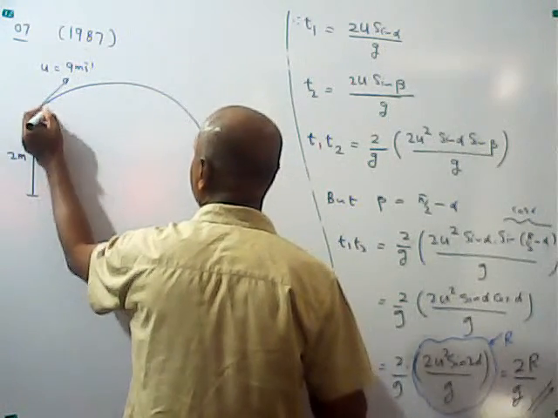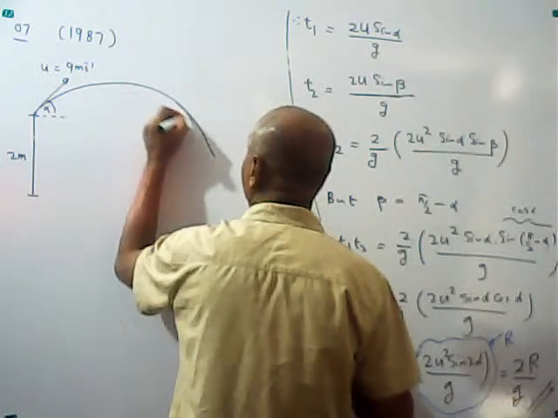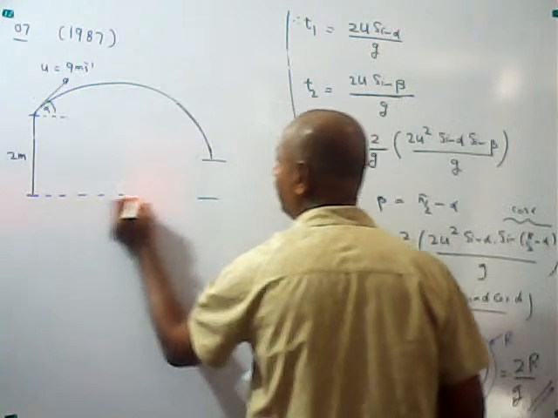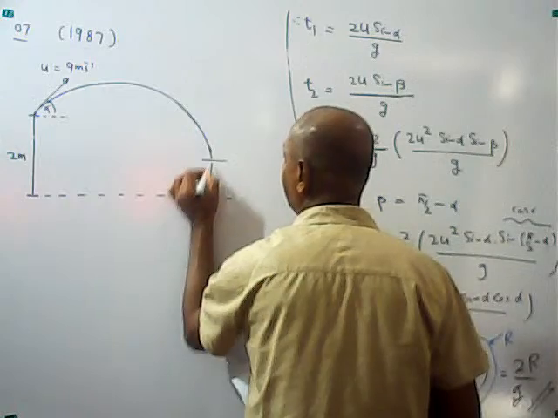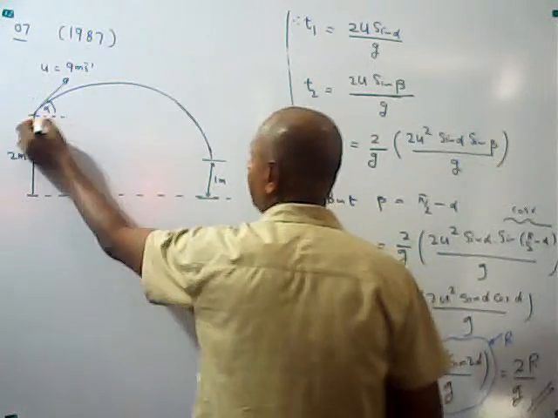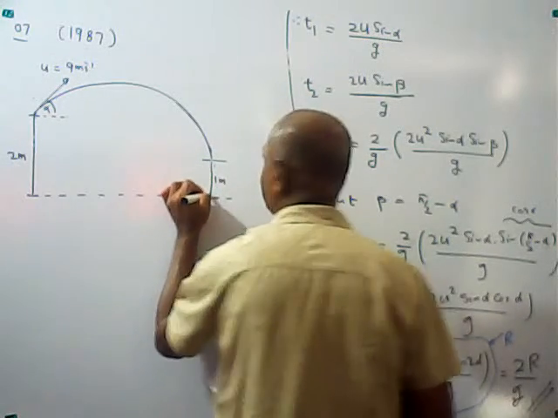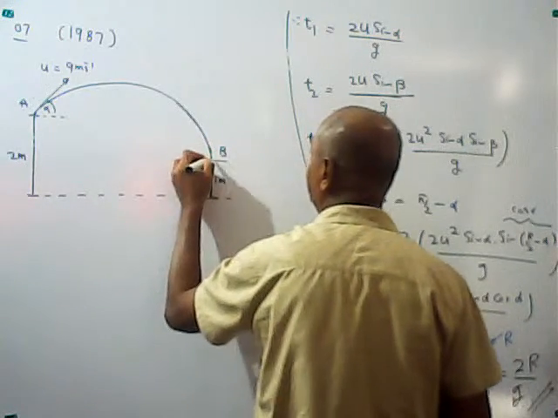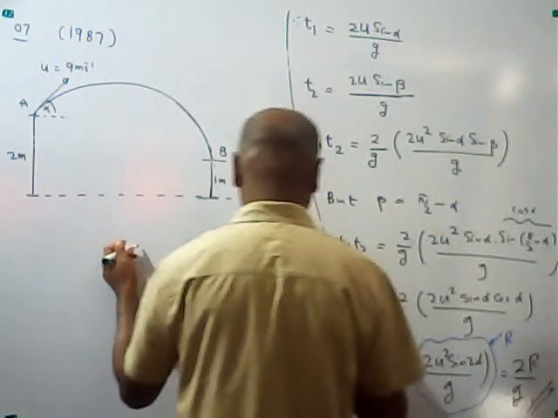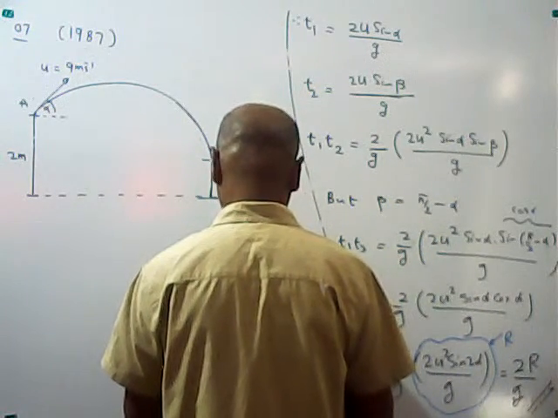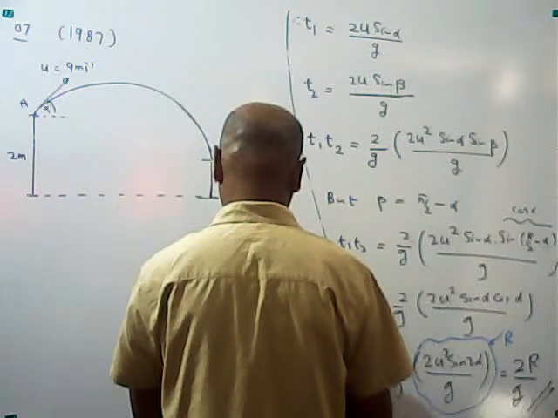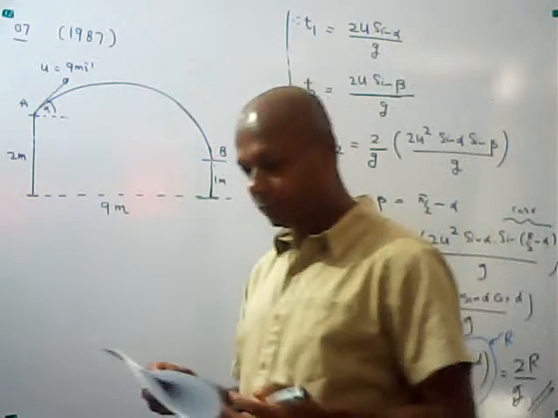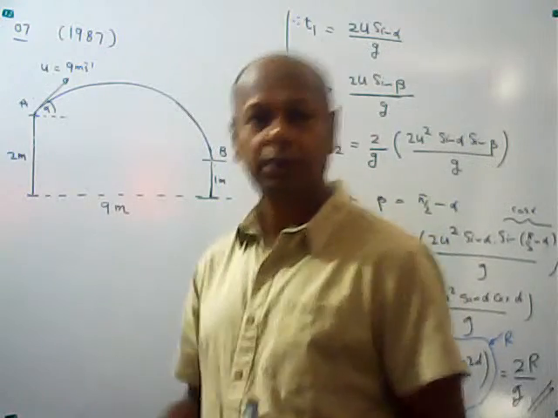The angle is not given; we have to find the angle. The other boy catches the ball at a height of 1 meter above the ground. Say it is projected at point A and caught at point B, at a distance of 9 meters away. So that's the story. Question number 7, 1987 paper. I gave this for homework.